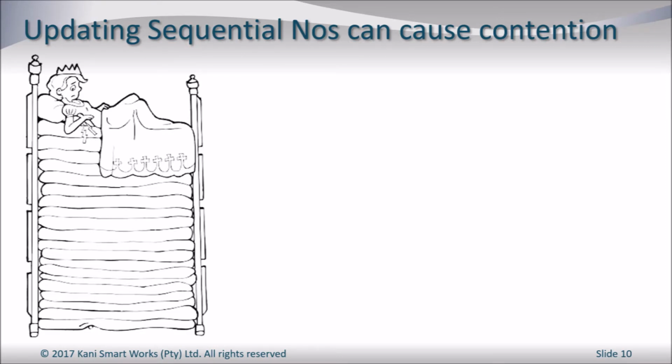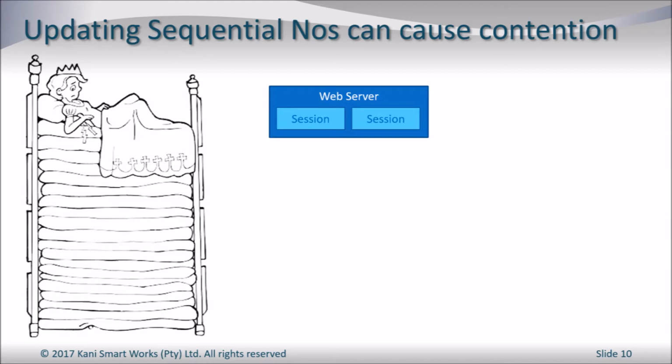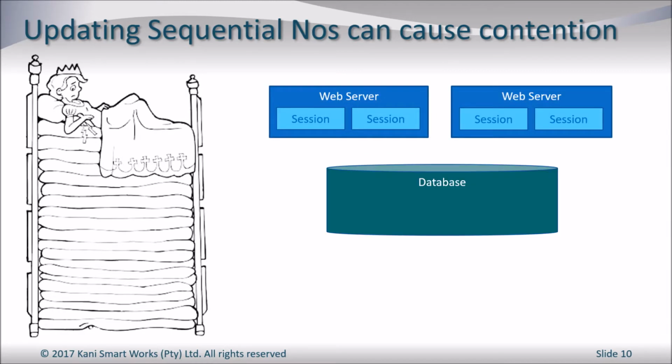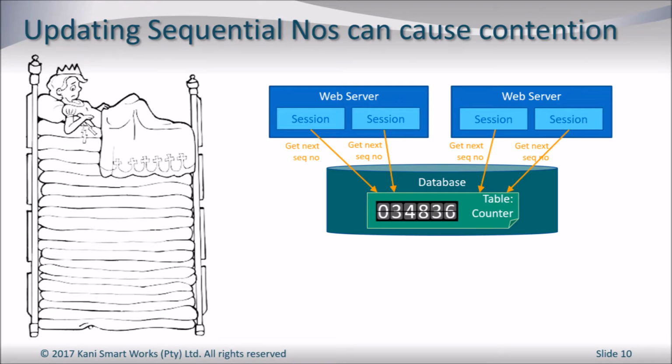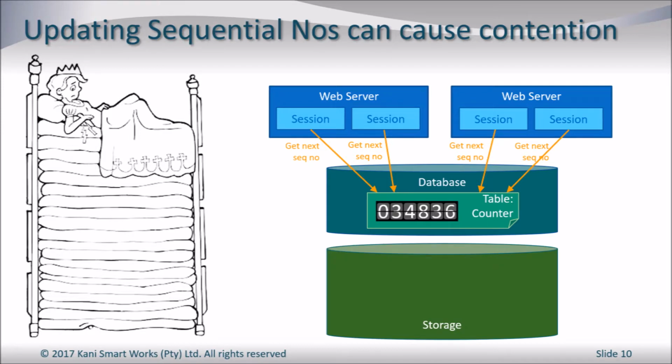I'm sure we all remember the story of the princess and the pea from our childhood, where a little pea disturbs the princess's night's sleep even in spite of all the cushions beneath her. Well, funnily enough, a similar thing can happen when updating sequence numbers because it can cause contention. This can happen because multiple sessions are all trying to get the next sequence number from the database.